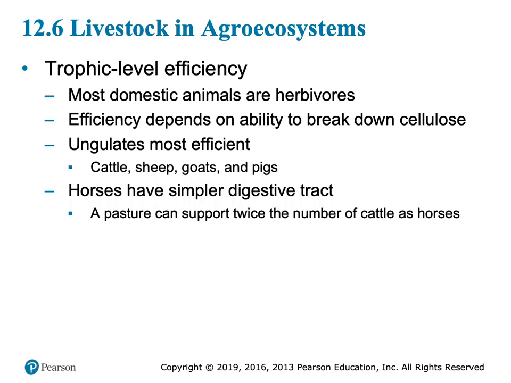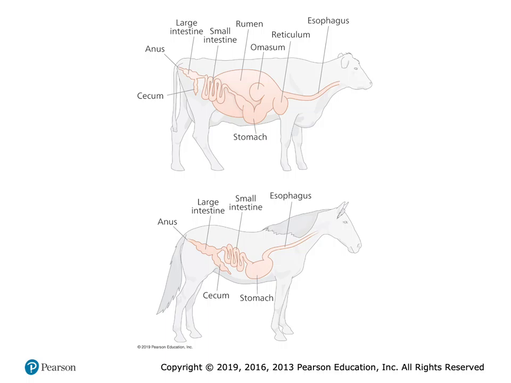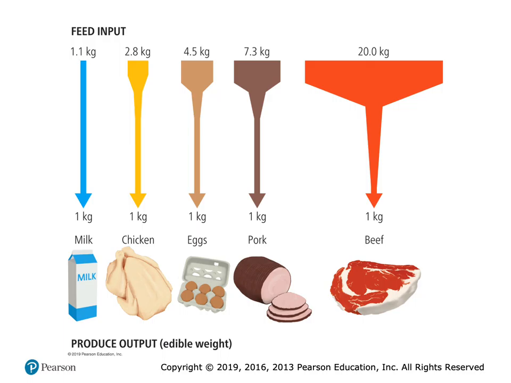Here's a look at comparing the digestive systems between a cow and a horse. A cow will soften the high cellulose plant material in the first of the four chambers of its stomach and then rechew this cud, enabling it to be fully digested. A horse, by comparison, has a relatively simple digestive tract that it's not very efficient at digesting high cellulose plant material. So that's why horses need much more pasture land than cows do. This is comparing conversion efficiency.